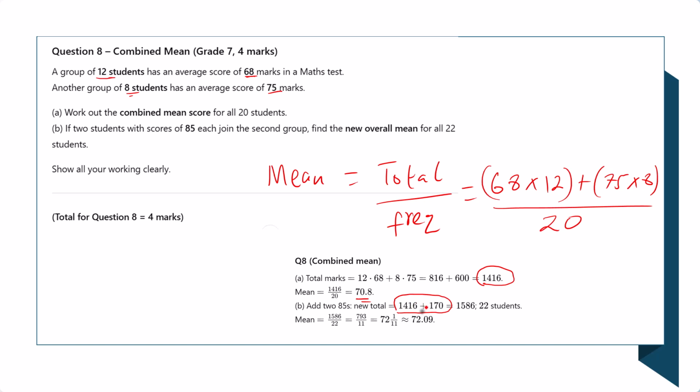And then we're going to divide that by 22, because now they are not 20 students, they are 22. So I'm doing 1586 divided by 22, and that'll give me roughly about 72 as the mean. Okay. So that's how to do this one.